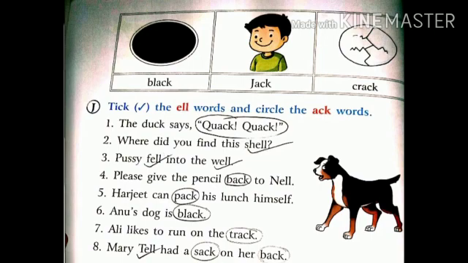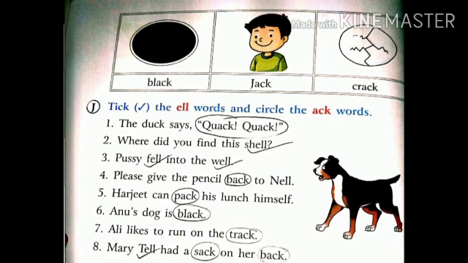Number 2, where did you find this shell? We will tick this word shell. Number 3, Pushy fell into the well. We will tick the words fell and well. Number 4, please give the pencil back to Nil. We have to circle the word back and tick the word Nil.